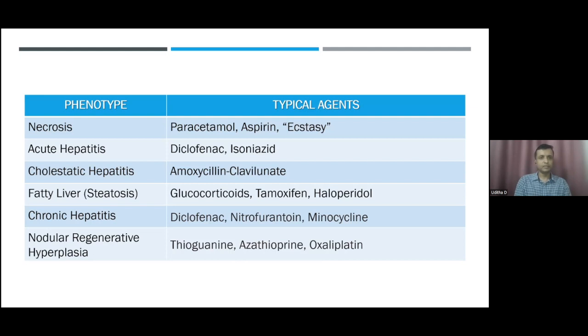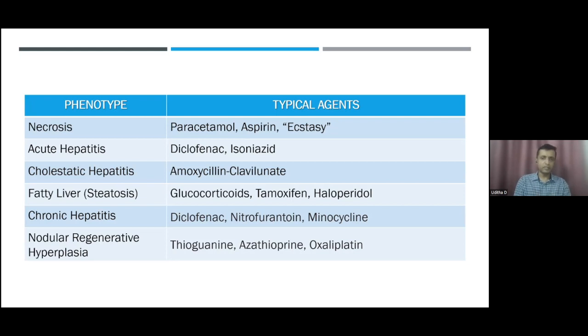And of course, cholestatic hepatitis, which means that there is a disproportionate elevation of bilirubin and alkaline phosphatase in relation to transaminases in a patient without any obstruction. So that is cholestatic hepatitis. The best known example is amoxicillin-clavulanate. And of course, there are drugs that can cause steatosis, like glucocorticoids and tamoxifen. And there are drugs that can cause chronic hepatitis, like diclofenac, nitrofurantoin, minocycline.